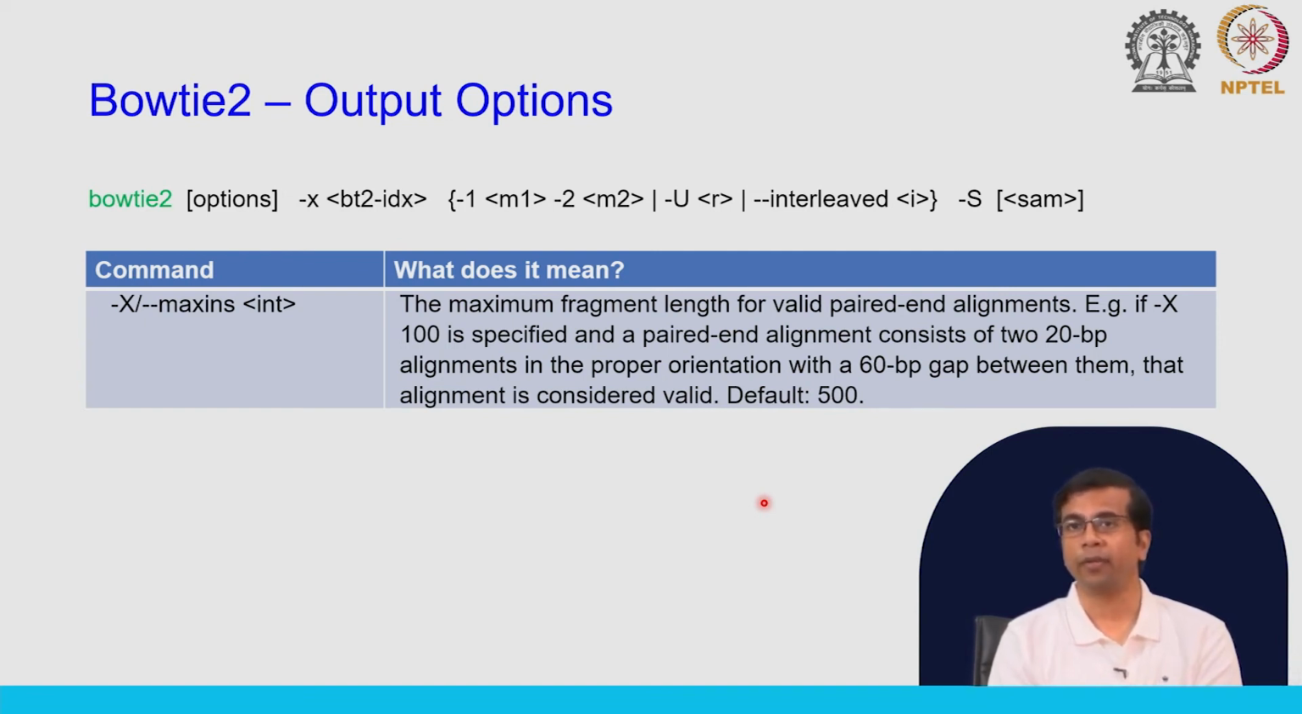So, if you have two 20 base pair alignments in both directions and a 60 base pair gap, that will be a valid alignment. By default the tool takes it as 500, which means it will consider fragments of length 500. Okay, I will just mention what concordant mapping and discordant mapping are, and then we can go and see how we actually map the reads.